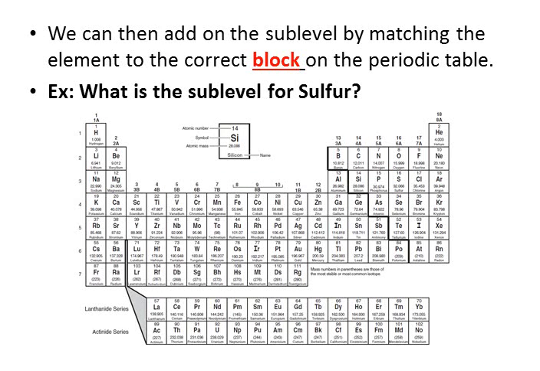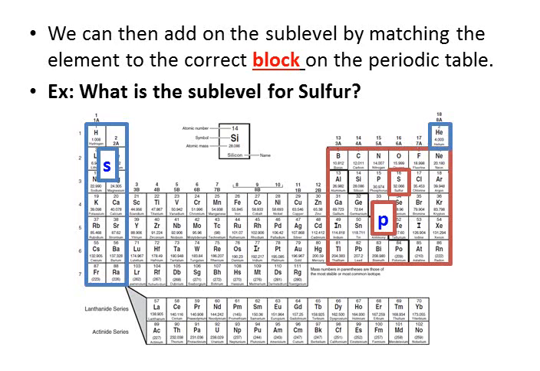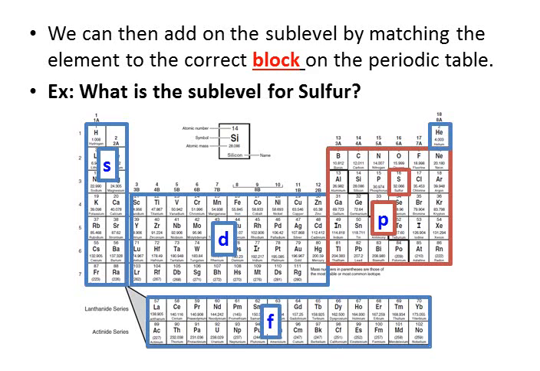The next part of my electron configuration is my sublevel. So we can then add on the sublevel by matching the element to the correct block on the periodic table. So what is the sublevel for sulfur? Here's sulfur. My first sublevel is the S sublevel, which includes helium. My next sublevel is the P sublevel, where I find sulfur. The other sublevels are the D and the F sublevels. So what is the sublevel for sulfur? Sulfur is found in the P sublevel.